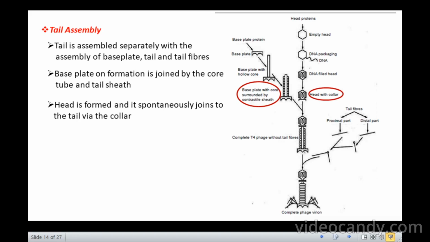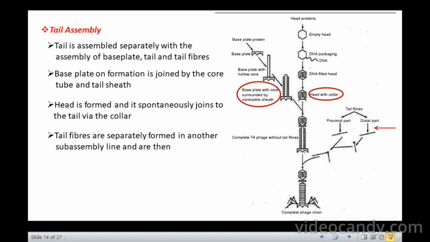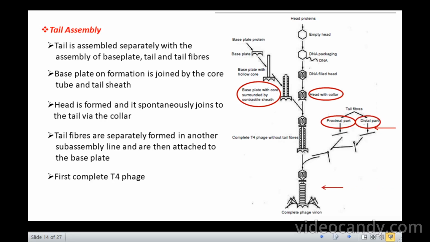The tail fibers are separately formed in another subassembly line. Each tail fiber is made up of 2 parts, the proximal half fiber and the distal half fiber. They are then attached to the base plate. Thus, the first complete T4 bacteriophage particle appears after about 15 to 20 minutes of infection.